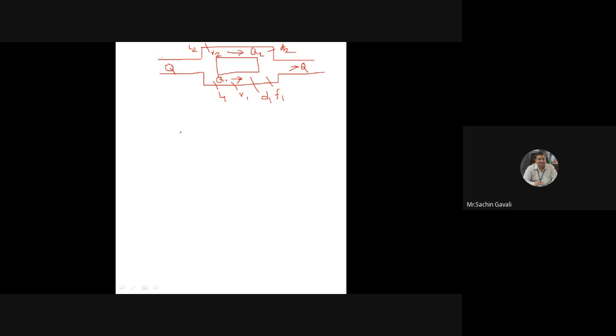Now we know that for parallel pipes, Q is equal to Q1 plus Q2. So the discharge is different in each pipe, and the main discharge is equal to the sum of the discharges flowing in each parallel pipe. And then the head loss HF1 is equal to HF2. Let us consider only major losses.